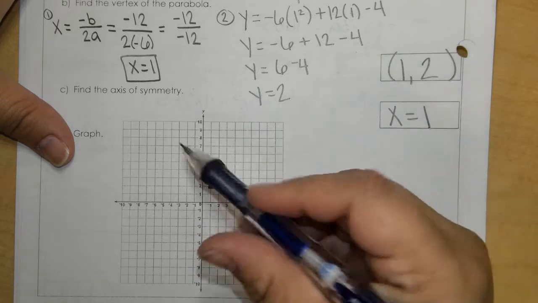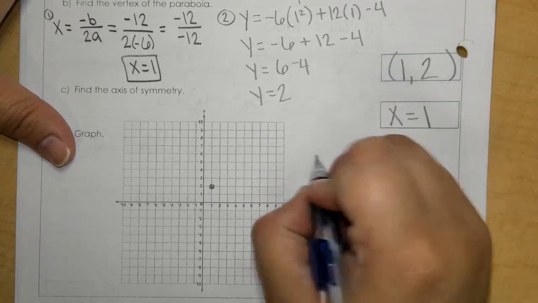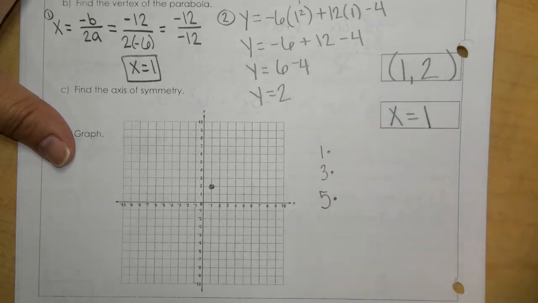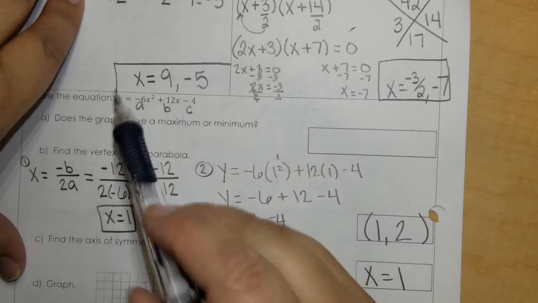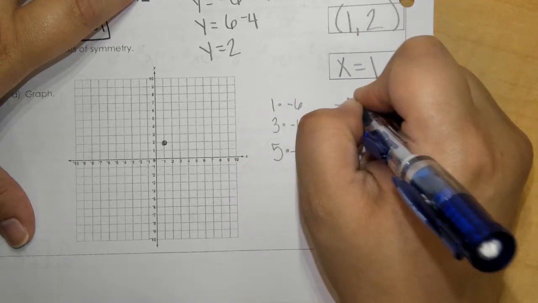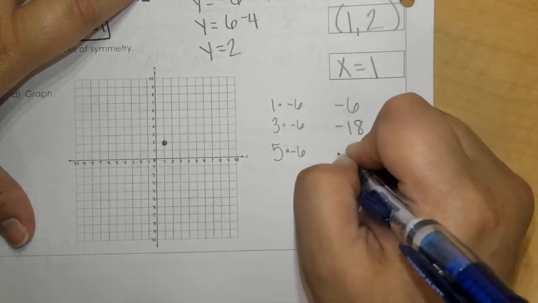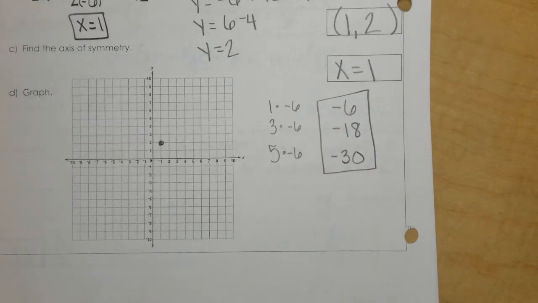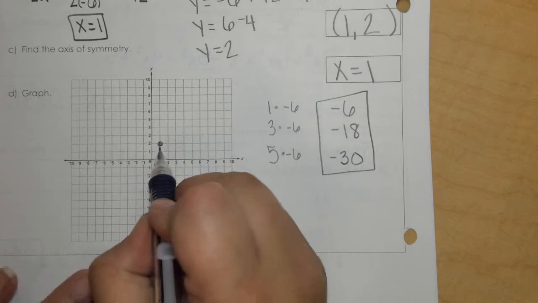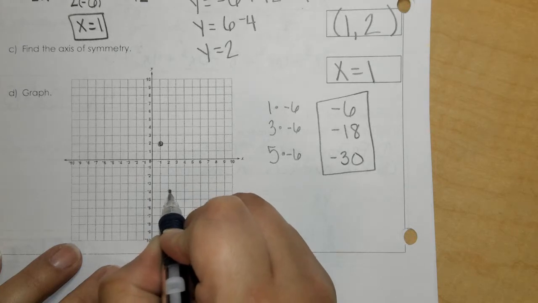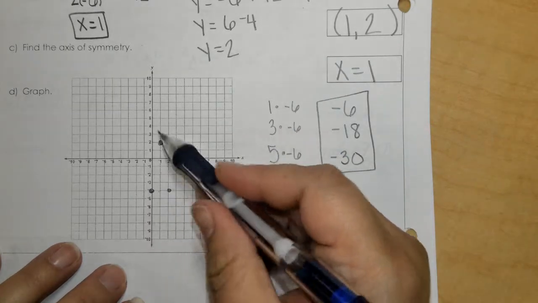To get the other points of the parabola, I have to go ahead and do 1, 3, 5, and I multiply by the A value. So up here, A is negative 6. So I'm multiplying by negative 6 and get negative 6, negative 18, and negative 30. Now that negative means I'm going to have to go down. So from the vertex, I'm going to go down 6, and I'm going to go right 1 and left 1 to make it symmetric.